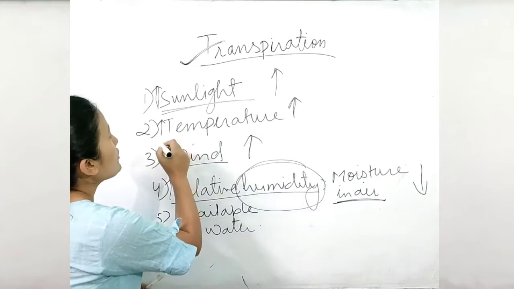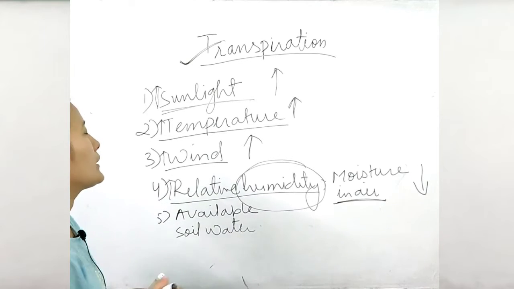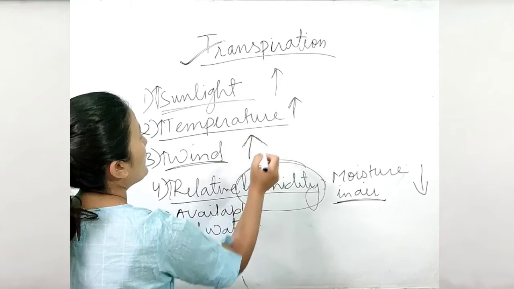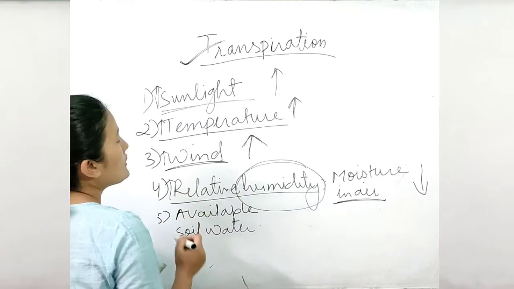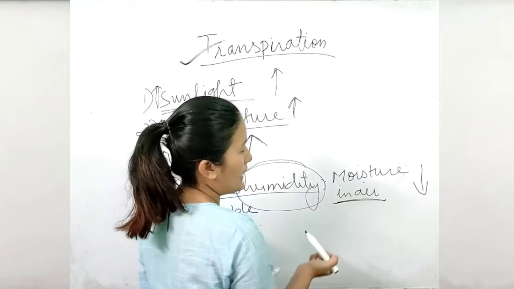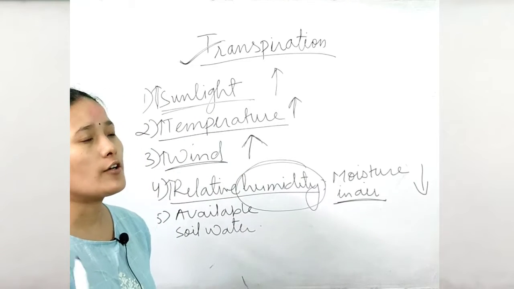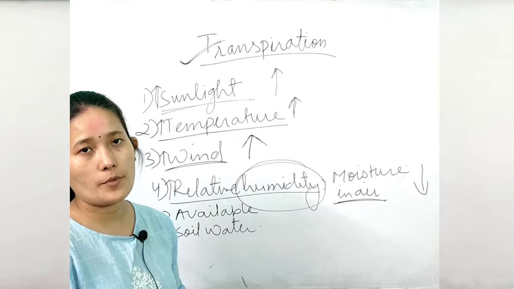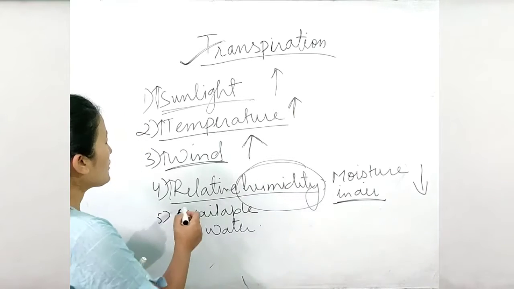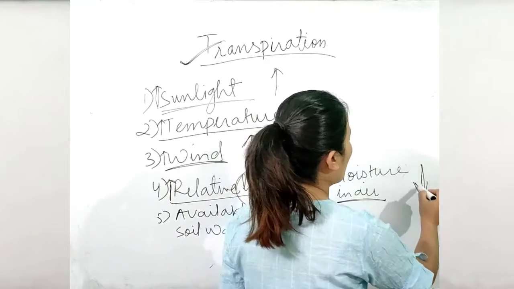Next one is temperature. The higher the temperature, the higher the rate of transpiration. The greater the wind blowing, the higher the rate of transpiration. Next one is relative humidity. Humidity means moisture in the air. If there is already enough moisture in the air, then the rate of transpiration will slow down, because the atmosphere will no longer be able to take up the water. That's why if the relative humidity is high, the transpiration rate will decrease.